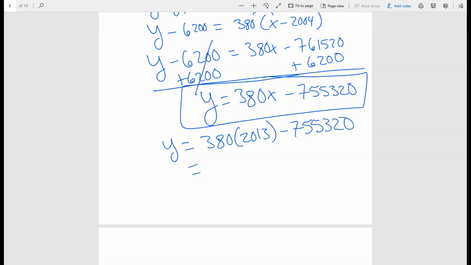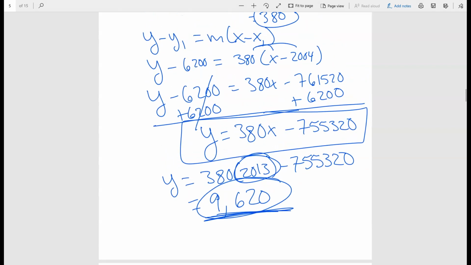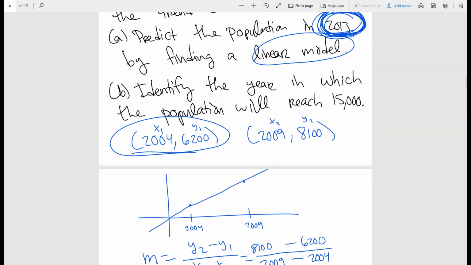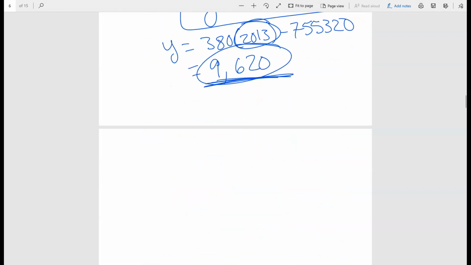So we're going to put that in our calculator: 380 times 2013 minus 755,320. And I'm going to get 9,620. So in 2013, this is what the estimated population will be. All right, and now let's do our last problem, which is to identify the year in which the population will reach 15,000. So what does that mean?